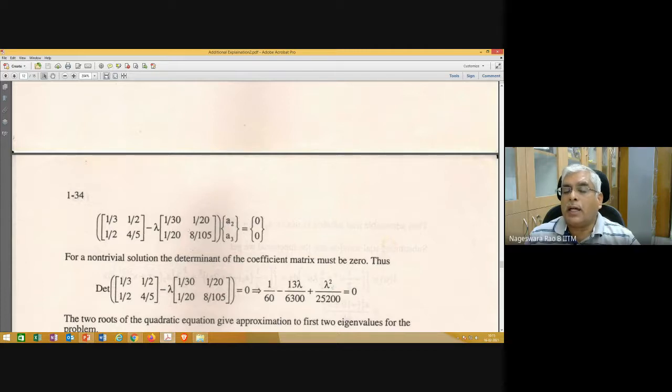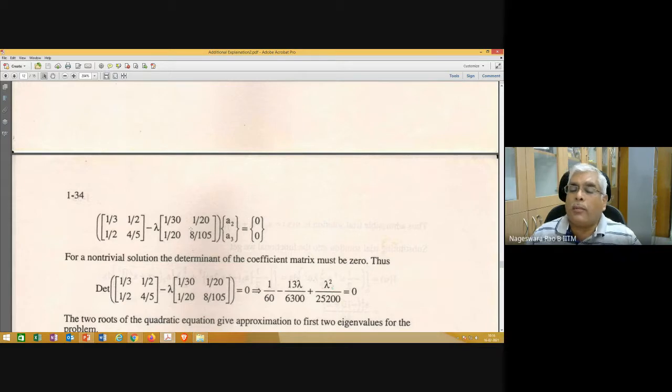You can see here the trivial solution is A2 equal to 0, A3 equal to 0. I want a non-trivial solution. If you want a non-trivial solution, then you need to go back to your matrix analysis. If you have this kind of equation system and you want a non-trivial solution, then the determinant of this matrix minus lambda times this matrix should be equal to 0.